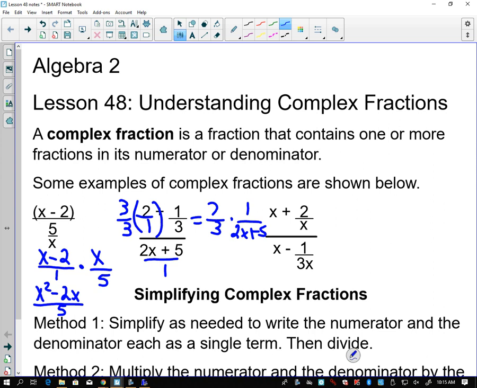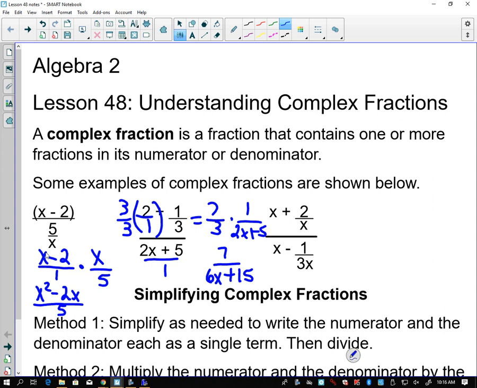Does this make sense? Am I going too fast? Okay. 7 times 1 is 7, and I distribute the 3 to the 2x plus 5. 3 times 2x is 6x. 3 times 5 is 15. So my final answer is 7 over (6x plus 15). Is this making some sense? I'm really not doing any new steps here. Common denominator, multiply by reciprocal.